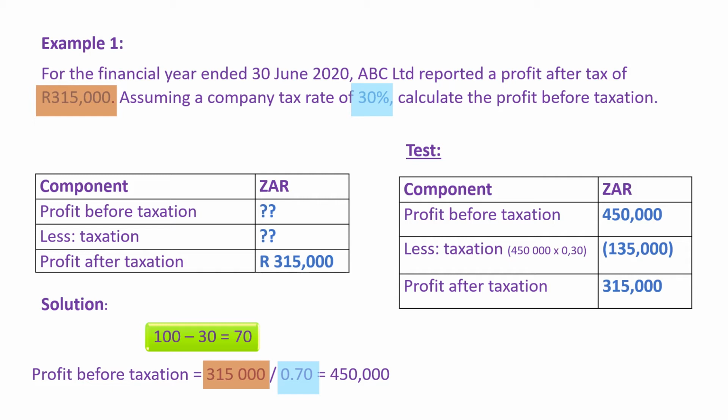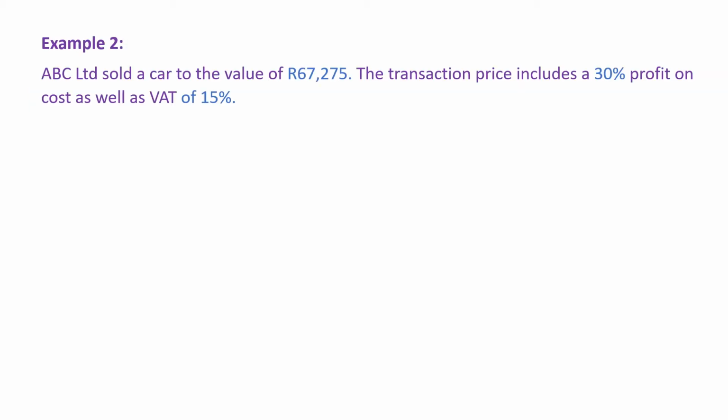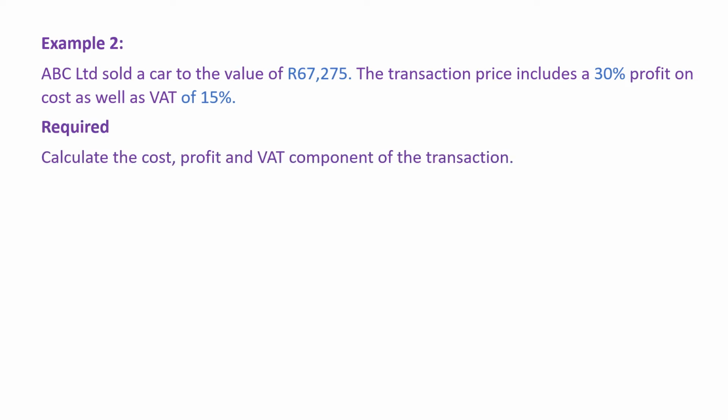Let's move on to a slightly more challenging question. ABC Limited sold a car to the value of 67,275 rands. The transaction price includes a 30% profit on cost, as well as VAT of 15%. At this stage, you may pause the video if you would like to try this out. The question is, calculate the cost, profit, and VAT components of the transaction.